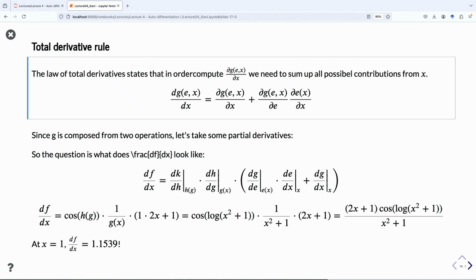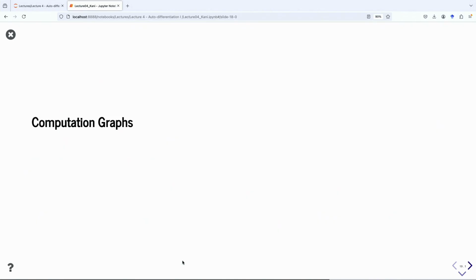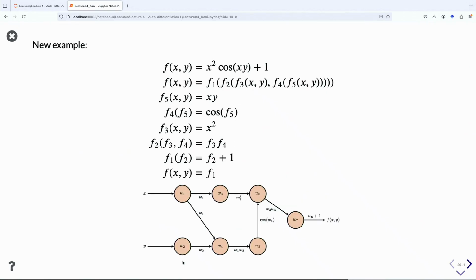Okay, total derivative rule. All right, so the total derivative rule gets us to computation graphs. We're going to end on computation graphs today, but they are important. We're going to go to a complex computation graph, not the simple one that we saw before. I mean, we had fan in and fan out before. So really, the only difference now is that we're just getting more complex, right?